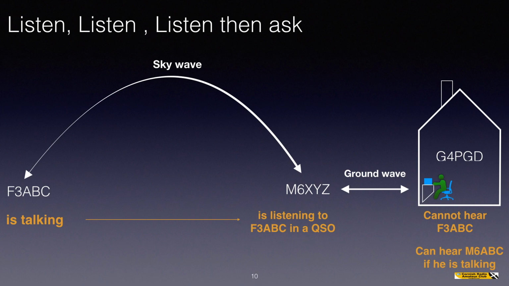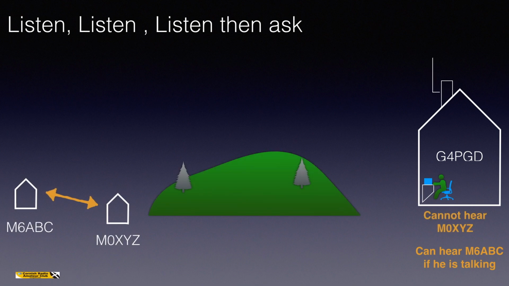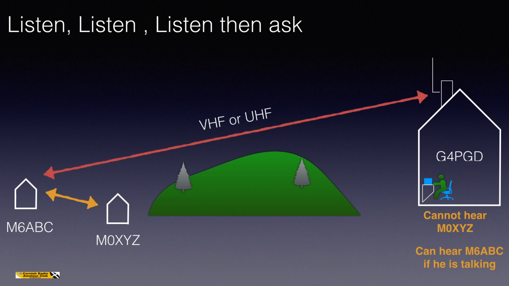That's not the only circumstance in which this sort of thing happens. It can also happen not only on HF, but on VHF or UHF. Here we illustrate M6ABC talking to M0XYZ, and G4PGD cannot hear M0XYZ because M0XYZ is in the shadow of the hill. But he is line of sight to M6ABC, and he could hear M6ABC if M6ABC were talking. So there's the diagram then of the VHF or UHF paths that are available.